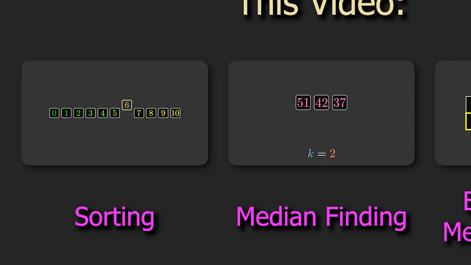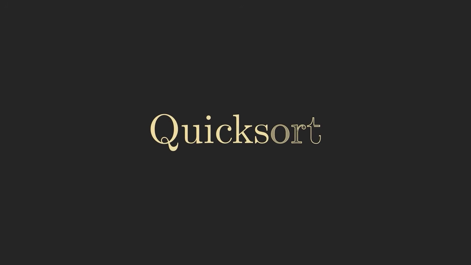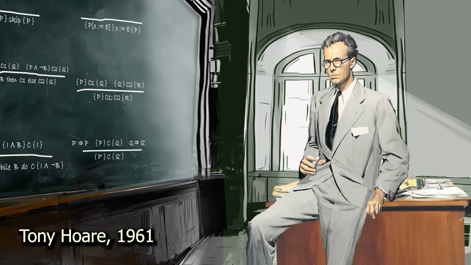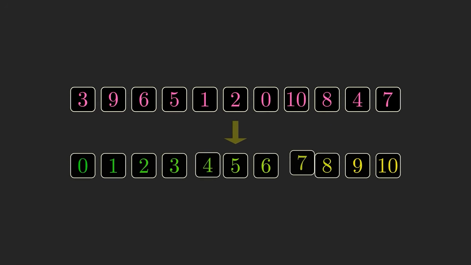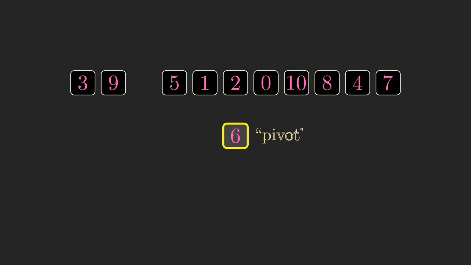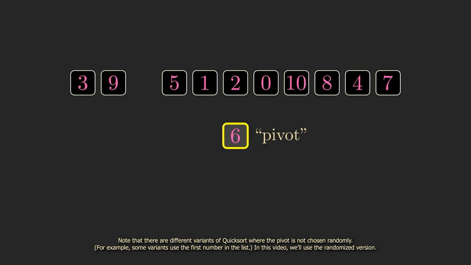The sorting algorithm we need to learn about is called Quicksort, published by computer scientist Tony Hoare in 1961. And the goal is to, quite straightforwardly, sort a list of numbers in ascending order. The first step of Quicksort is to randomly choose one of the numbers in the list to be the so-called pivot number. Here we landed on 6.